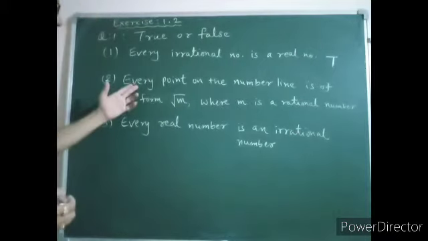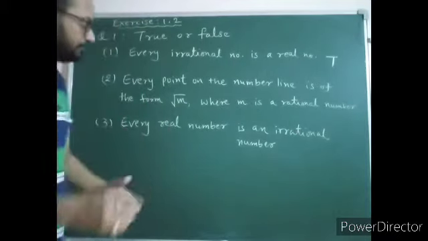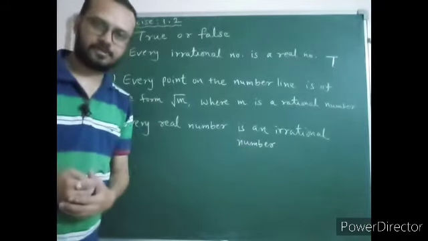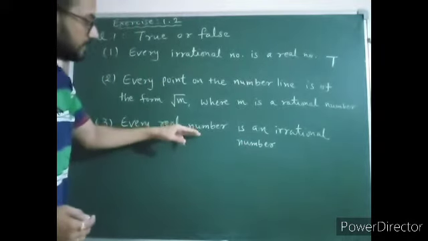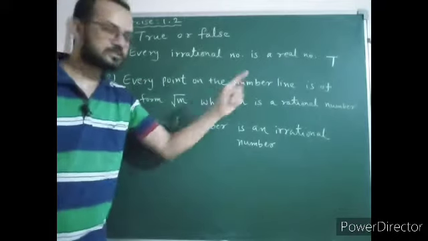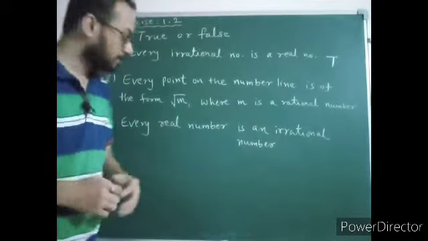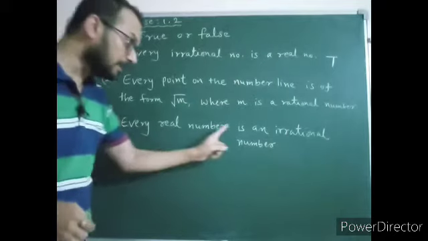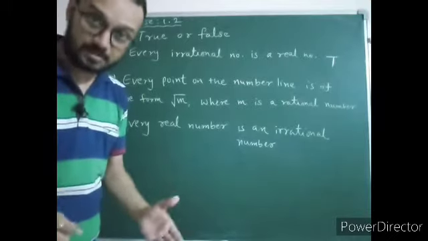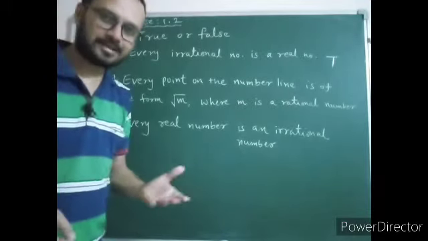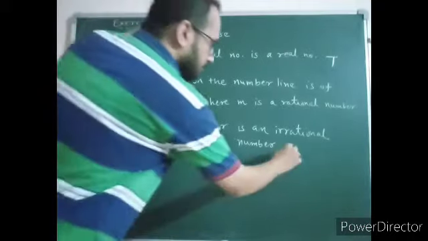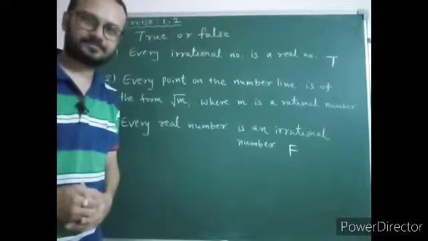Now the second statement, we will take later on. Before that, let us take the third statement. It is, every real number is an irrational number. Both of these, first and third statement, are related to each other. The first statement says that every irrational number is a real number. It is true. The third statement says that every real number is an irrational number. This is false, because a real number can be a rational number or an irrational number. It is a false statement.